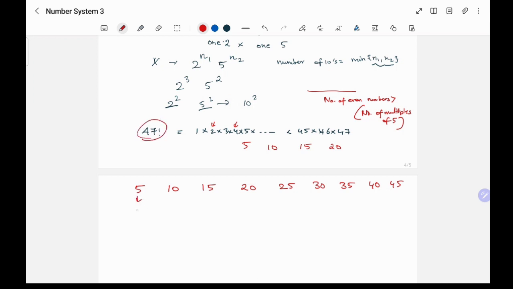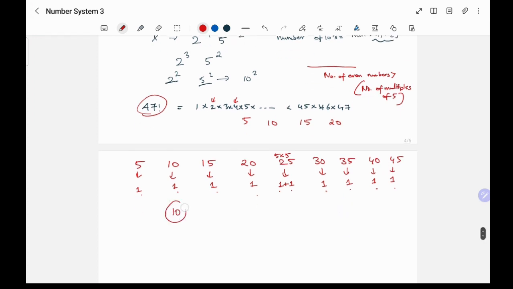So the number of 5s in 5 is 1. Here also it is 1, here also 1, here also 1. 25 is nothing but 5 into 5, so I'll put it as 1 plus 1. Again here it is 1, 1, 1 and 1. So how much? 1, 2, 3, 4, 5, 6, 7, 8, 9, 10. So there are 10 trailing zeros.